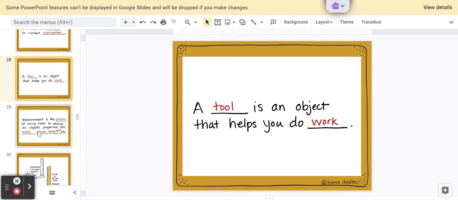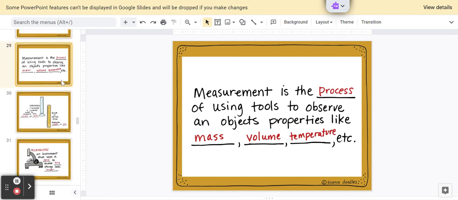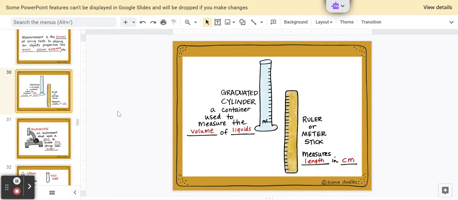So lots of tools. Next, measurement is the process of using tools to observe an object's properties like mass, volume, temperature, etc. Press pause if you need more time to copy those words. Next, two of our tools, and you're going to have to find this on your paper. It's probably sideways. A graduated cylinder. It's a container used to measure the volume of liquids.